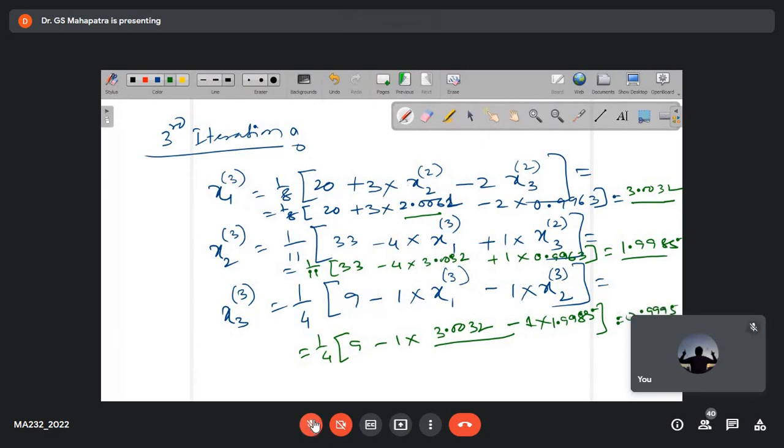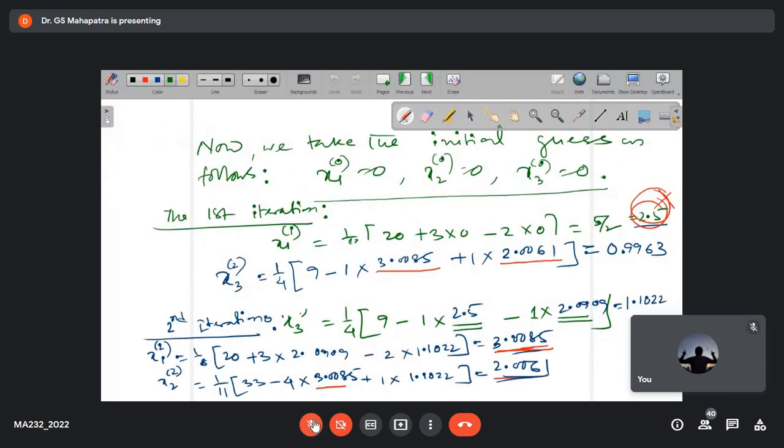Okay. So if it is correct up to 2 decimal places, we'll go to the previous one. Correct up to 2 decimal places, you just see, this is fine. This is also fine, and this is also fine. 2 decimal places, correct now. These 3 are the answer.